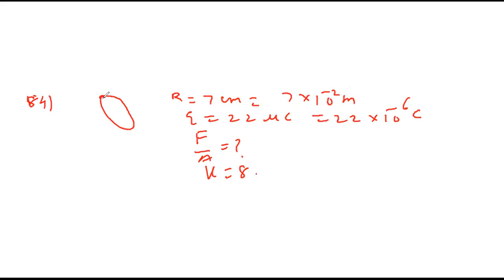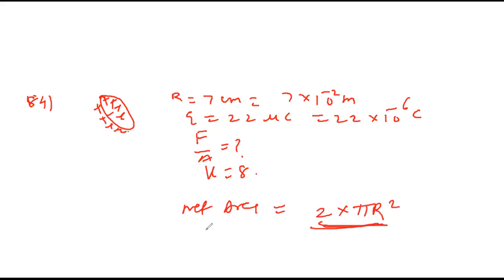See, this is a circular plate, so it will have charge on top as well as on the bottom, both sides. So net area will be 2 times pi r square for the plate. This is the only difficult part which we forget.